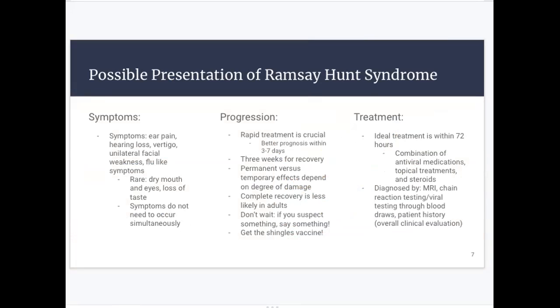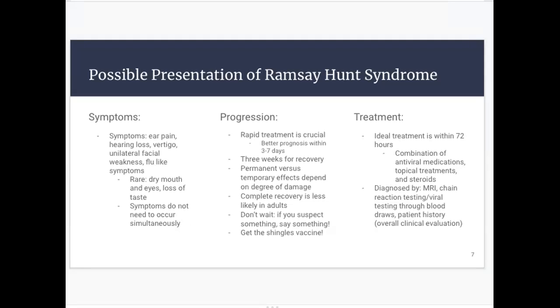The progression of the disease varies case to case depending on the severity of the nerve damage to the facial nerve. However, rapid treatment is key, and you have a better prognosis within treatment of 3 to 7 days. 3 weeks is the standard recovery. Complete recovery is less likely in adults. Overall, if you suspect something, say something, get medical attention, and also get the shingles vaccine, so you hopefully do not get this virus in the future.